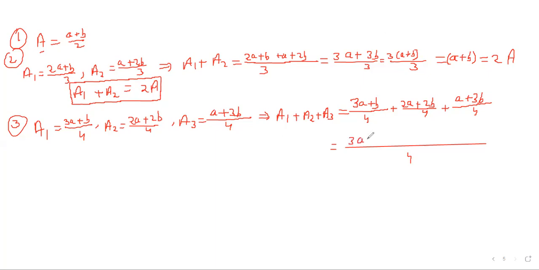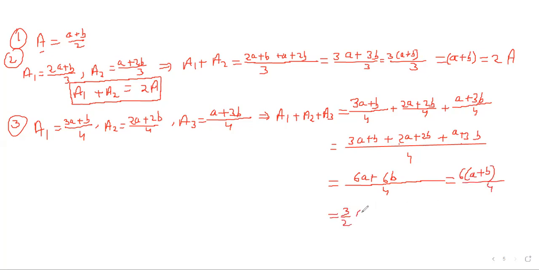And then if we add them, 3A plus B plus 2A plus 2B plus A plus 3B. 3A plus 2A is 5A, plus A is 6A, and B plus 2B is 3B, plus 3B is 6B. If we take 6 common, 6(A plus B) over 4, so 3 by 2 into (A plus B), or we can write 3 into (A plus B) upon 2, that is 3 times the single arithmetic mean.